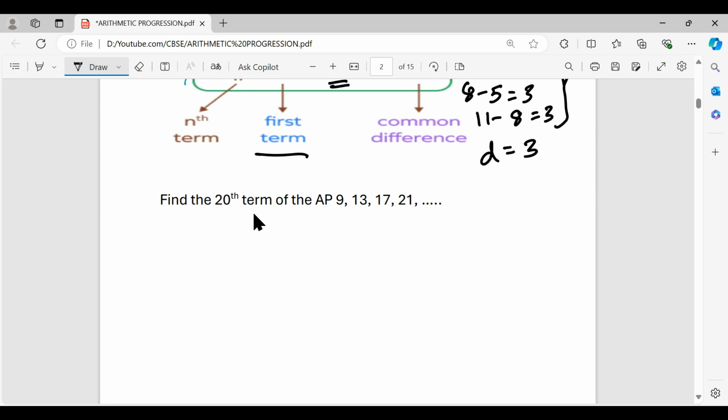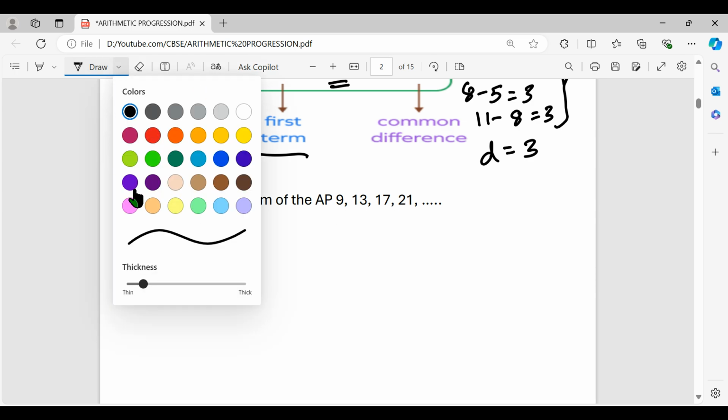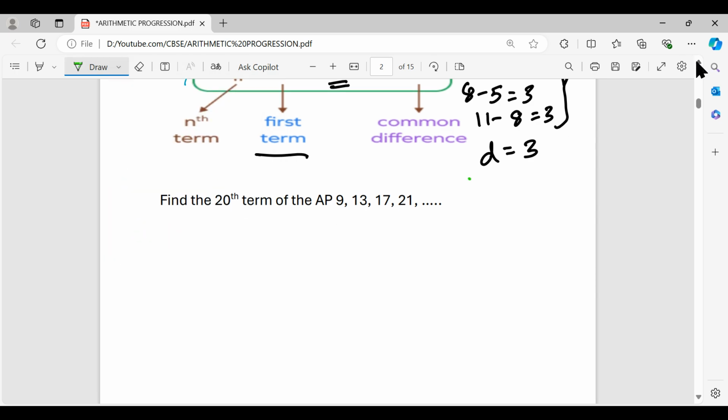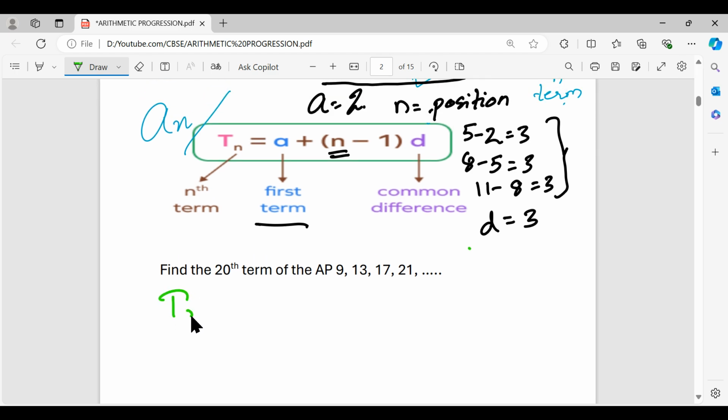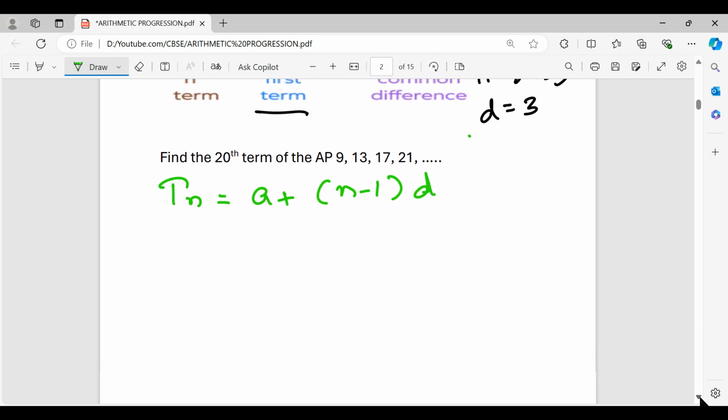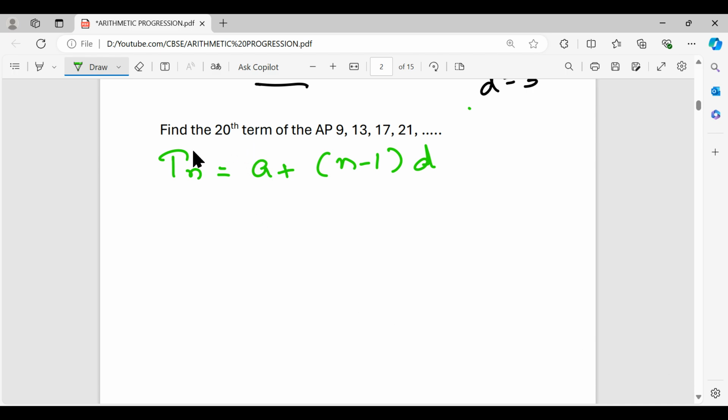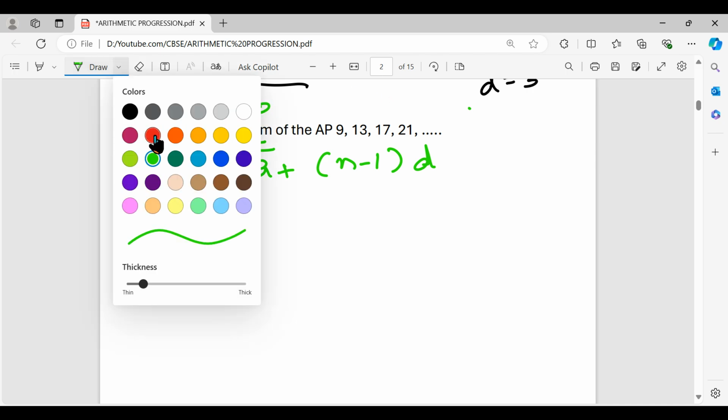Find the 20th term of the AP 9, 13, 17, 21. So we are going to use the same rule here as it is given over here. Tn equals a plus n minus 1 times d. So let me write all of this. So first thing, question is find the 20th term. So this 20th term means your n is 20. So this is very important to mark.